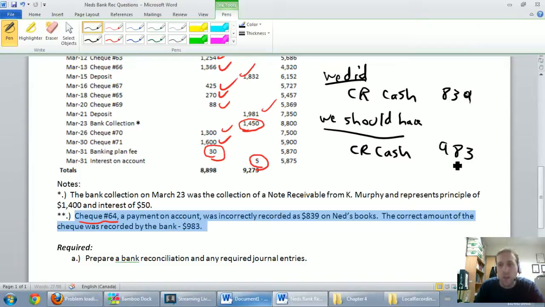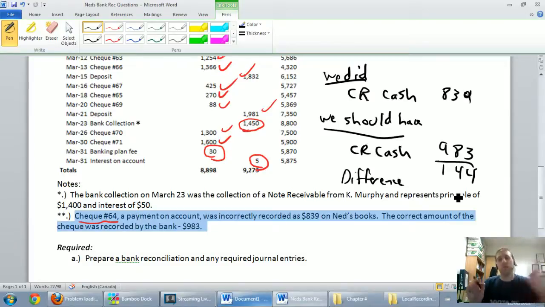So let's figure out the difference here. We messed up. What's the difference? We went credit cash 839. We should have gone credit cash 983. The difference is $144. We're $144 apart from what we did to what we should have done. So my question is, how do I fix it? I went credit cash 839. I should have gone credit cash 983. I'm $144 off.